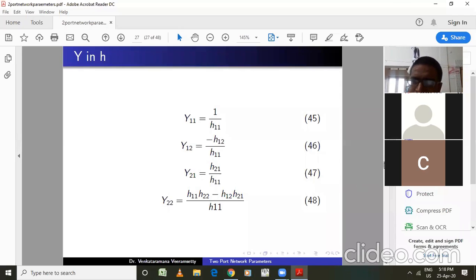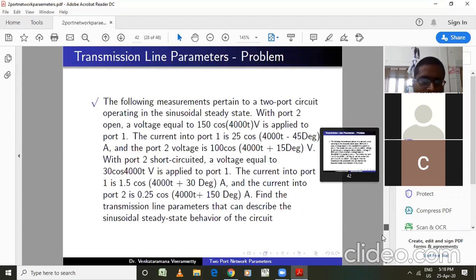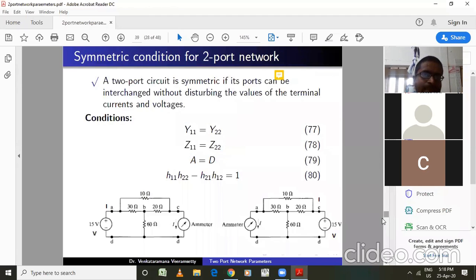So all the conditions in terms of all the two-port network parameters are summarized in this slide. If Y11 equal to Y22 or Z11 equal to Z22 or A equal to D or this condition is satisfied, then the given two-port network is a symmetric network. So I think you understood what is meant by the symmetric condition, and how we check whether the given two-port network is reciprocal or not in terms of the two-port network parameters. I think you understood how we work with two-port network. Correct.